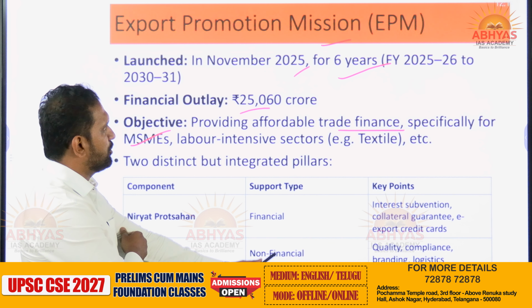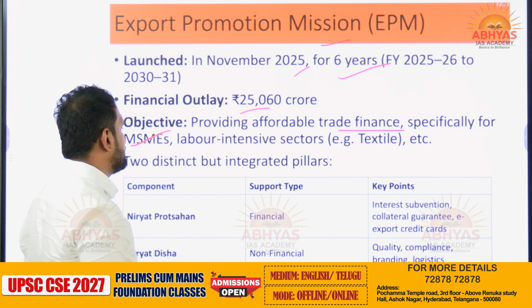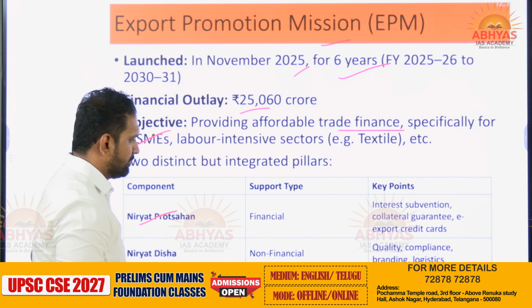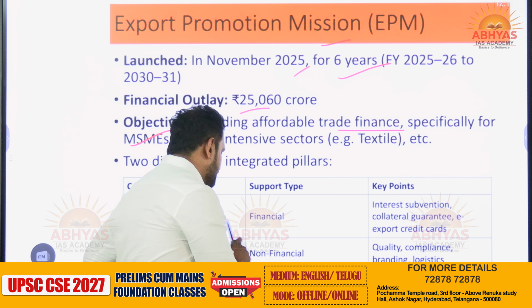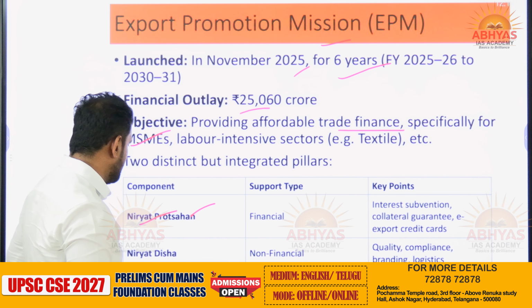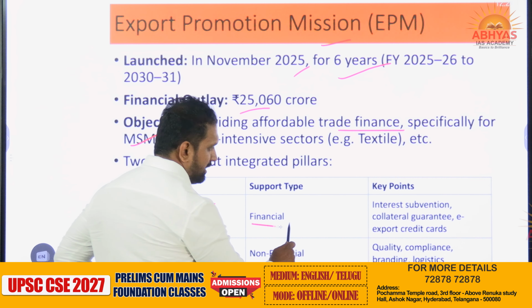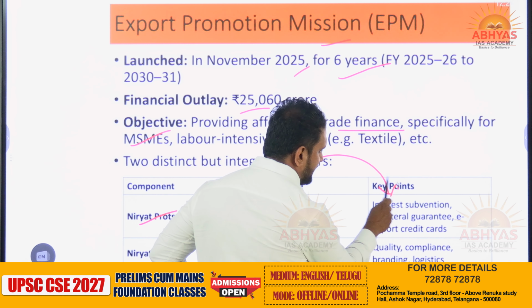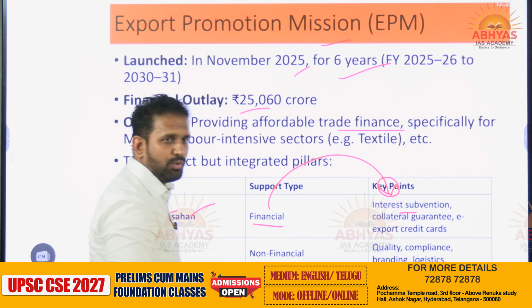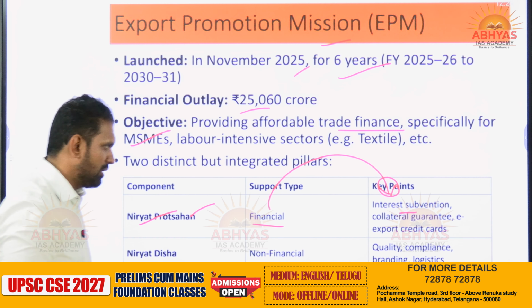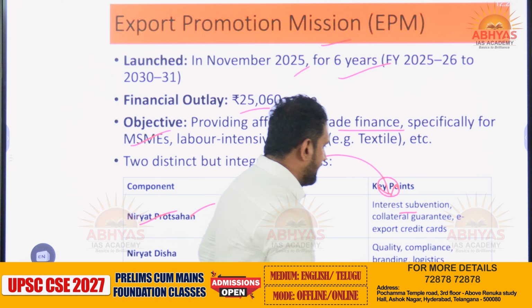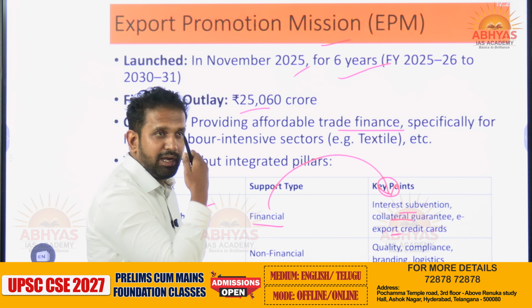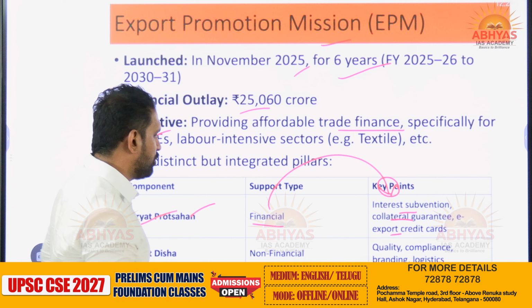Under this Export Promotion Mission scheme, there are two important pillars. One is Niryat Protsahan. Protsahan is nothing but promotion, Niryat is nothing but export finance. Here the loan given is at a concessional interest rate. That's why we call such loans interest subvention loans. Collateral guarantee, and e-export credit cards will also be given, credit cards which you can use for export purposes.